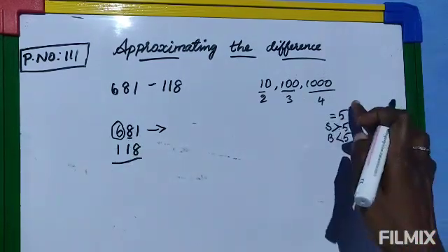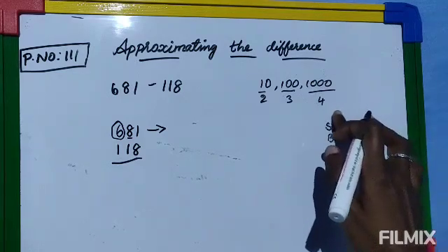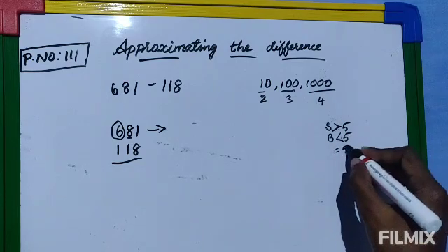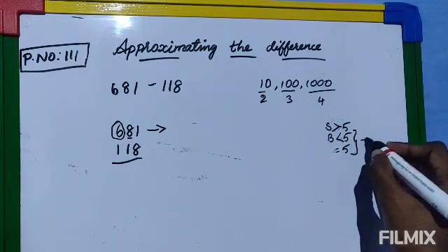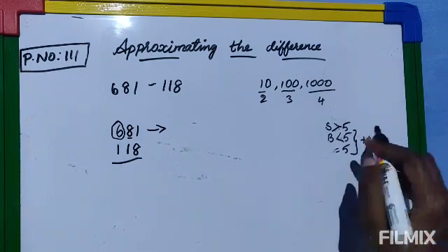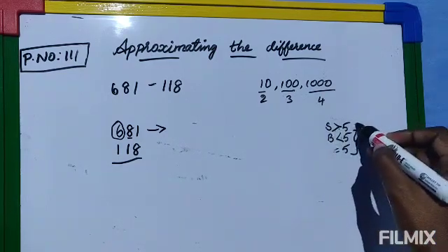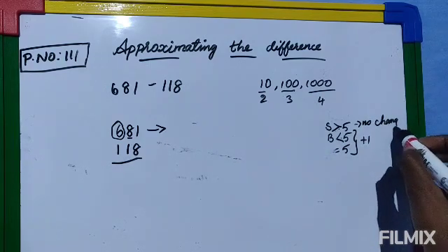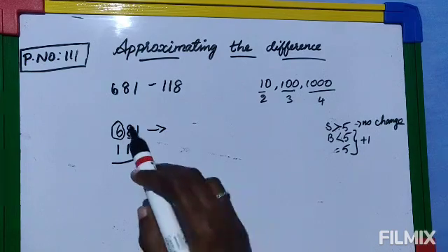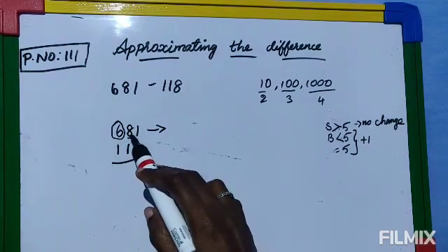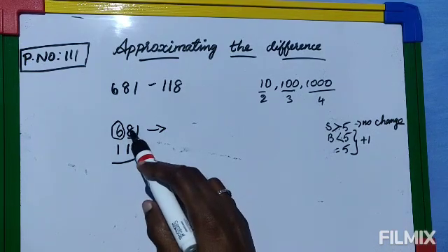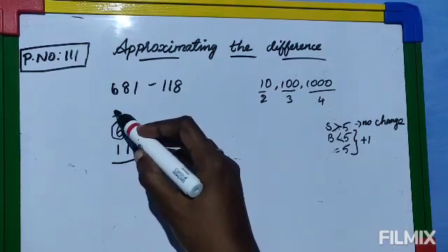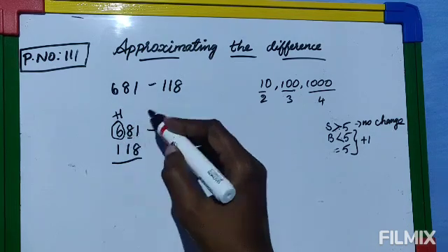So if it is equal to 5 or bigger than 5, in both cases you will plus 1 to the circle number. If it is smaller than 5, then there is no change. Now this 8 is bigger than 5, so we have to plus 1 to the circle number. So the circle number is 6, so with this you will plus 1. So 6 plus 1, you will get 7.